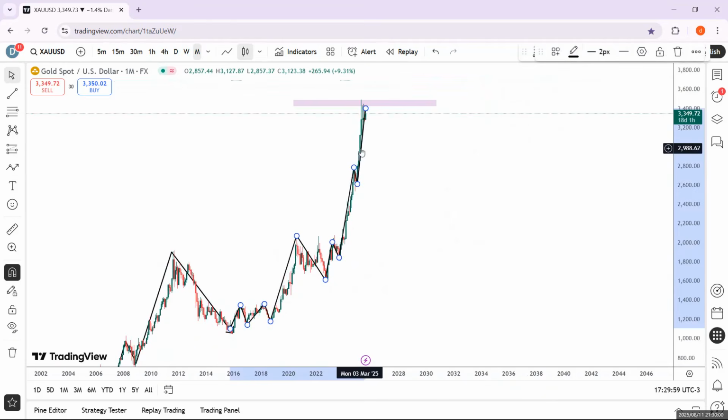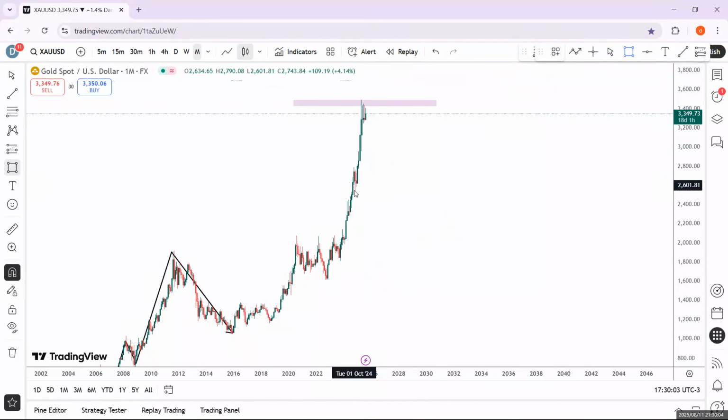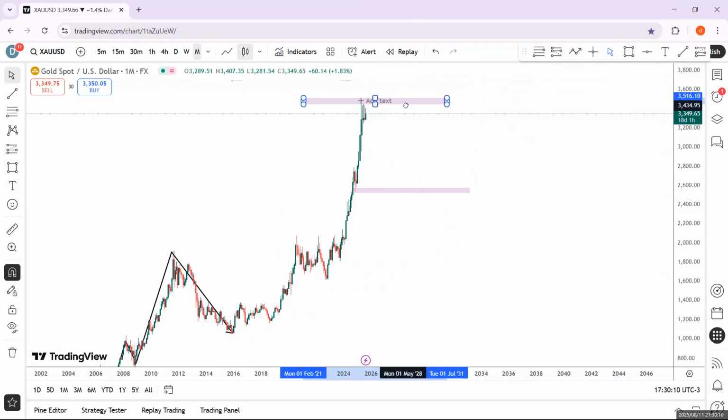So what are we now going to do? We will now take the last higher low of price. This is the last higher low of price here. And we'll now take what? The highest point of the chart.